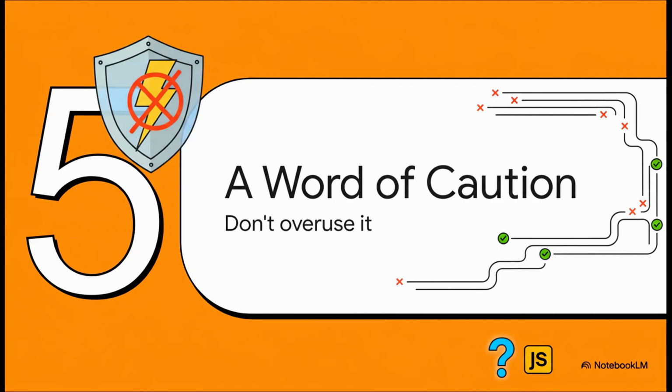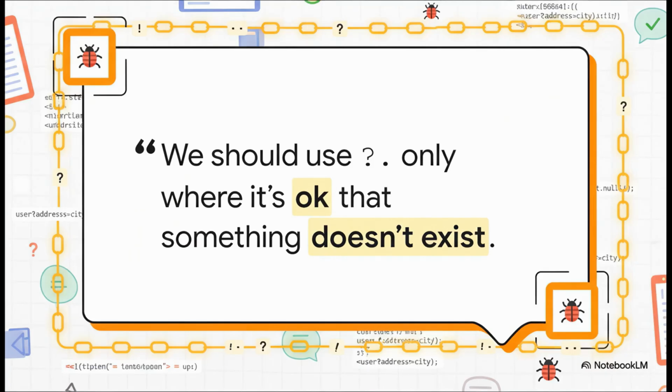Okay, so obviously this is an amazing feature, but like any powerful tool, you gotta know when not to use it. So let's wrap up with a really important word of caution. And this is the number one rule you have to remember. You should only use optional chaining where it's genuinely okay for something to be missing. It's meant to handle predictable optional data, not to cover up actual bugs in your code.